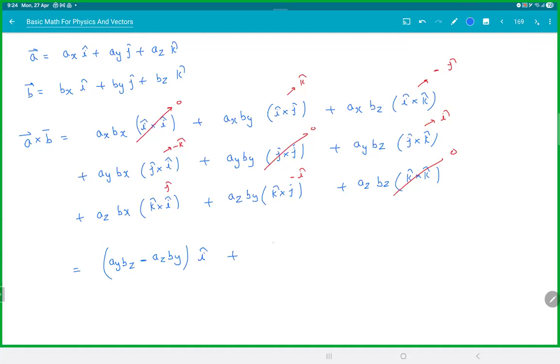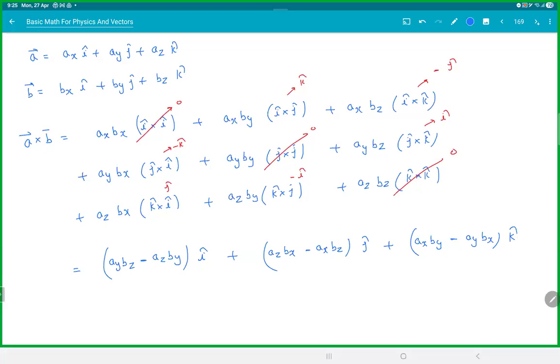Bring all j caps together: (AZ BX minus AX BZ) j cap. Bring all k caps together: (AX BY minus AY BX) k cap. This is how you can do it. You just multiply everything and finish it off.